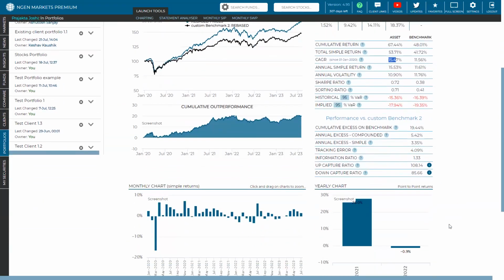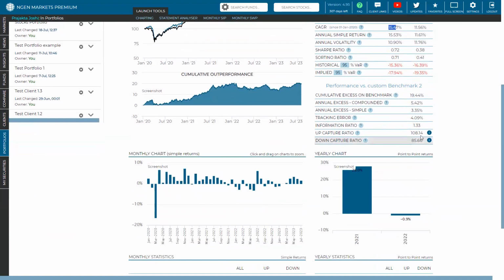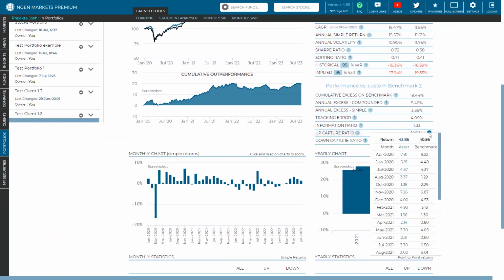Next, we have the up capture and the down capture ratios. So what these tell you is what was the performance of your portfolio versus the benchmark in a bull run. For that, just click on this I button. And when you click on that, you will see that all the benchmark month-on-month numbers, only when the benchmark gave positive returns, are covered here. You will see that April and then directly June. Why is May not included? That's because in May 2020, the benchmark would have gone down, right? And that's the reason we've not included that in the up capture.